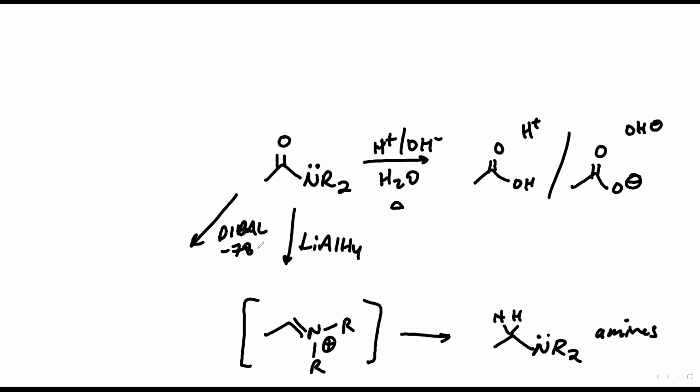Again, this is the most electron-rich center. So you can imagine with amides, this reaction is the fastest. But we can make aldehydes with the amide here.